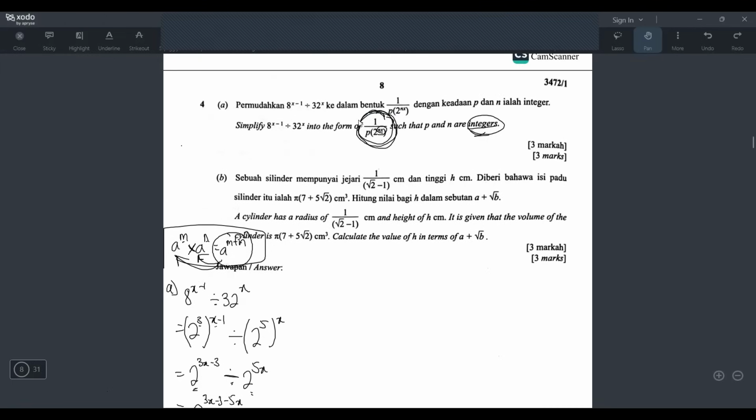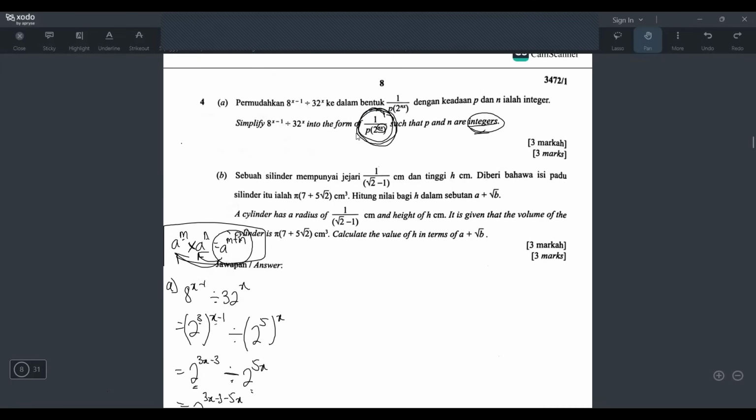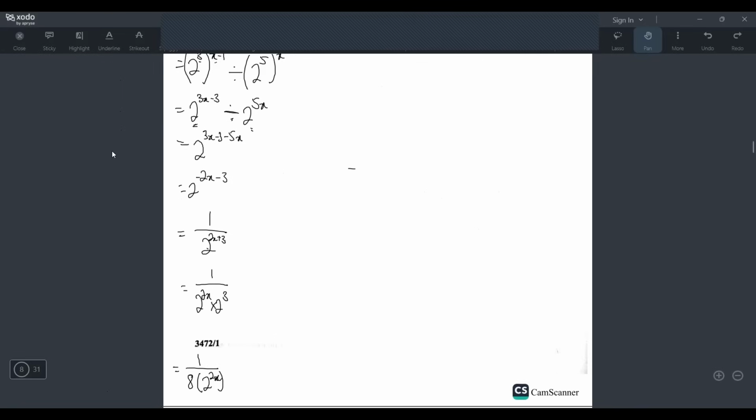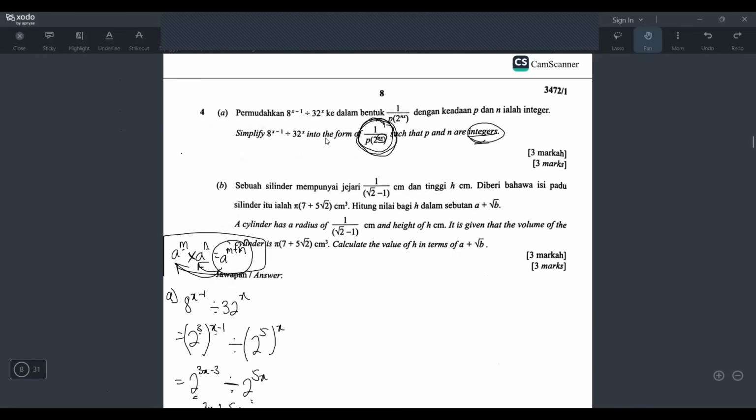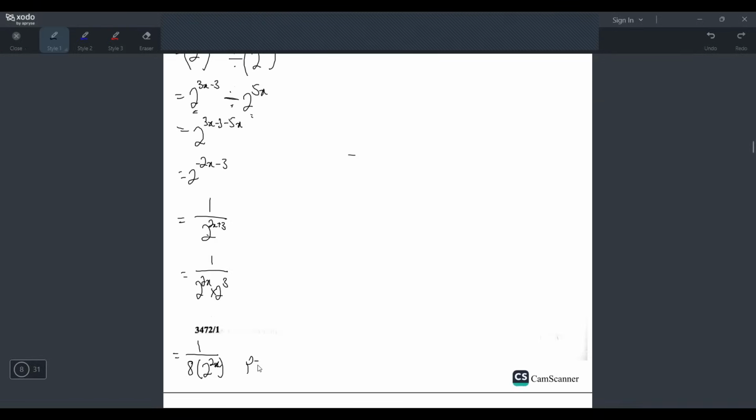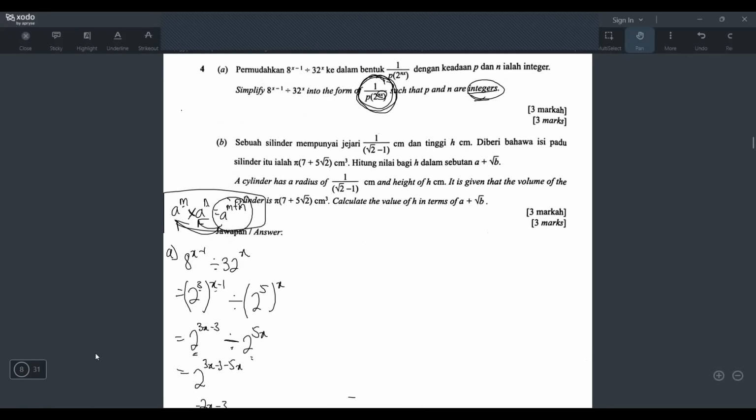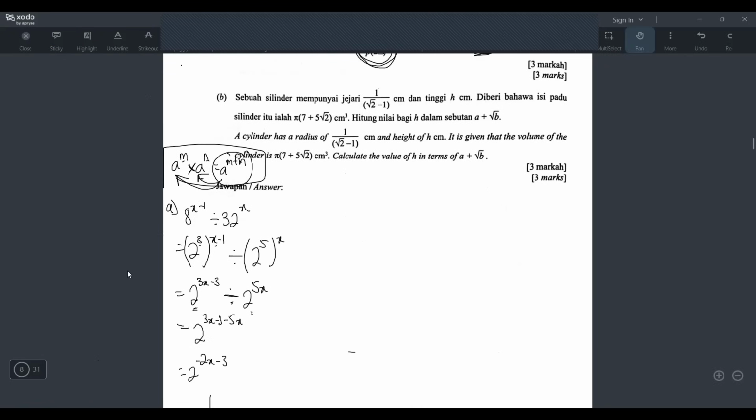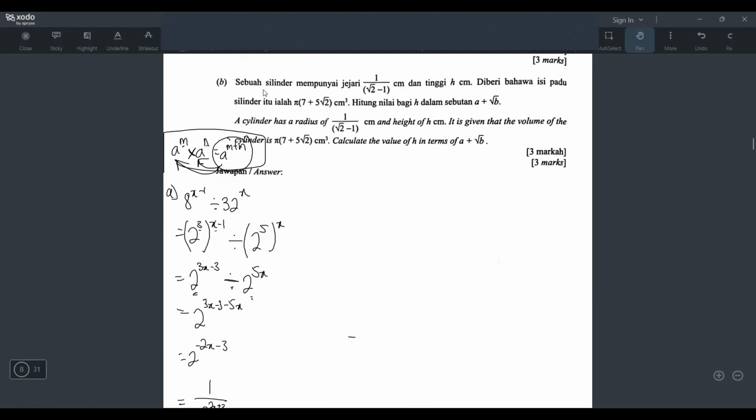But they only ask you to write in this form, right? They never say find the value of p, find the value of n. So I will just stop here. All right? But you have to be careful, because sometimes the question might ask you to find the value of p and n. Okay, if the question asks you to find p and n, then you have to write p equals 8, n equals 2, like that, right? But this question, they just want you to write it in that form, so you don't have to. It means you can stop here. Yeah, it means you finish already. Okay, so you will get 3 marks.